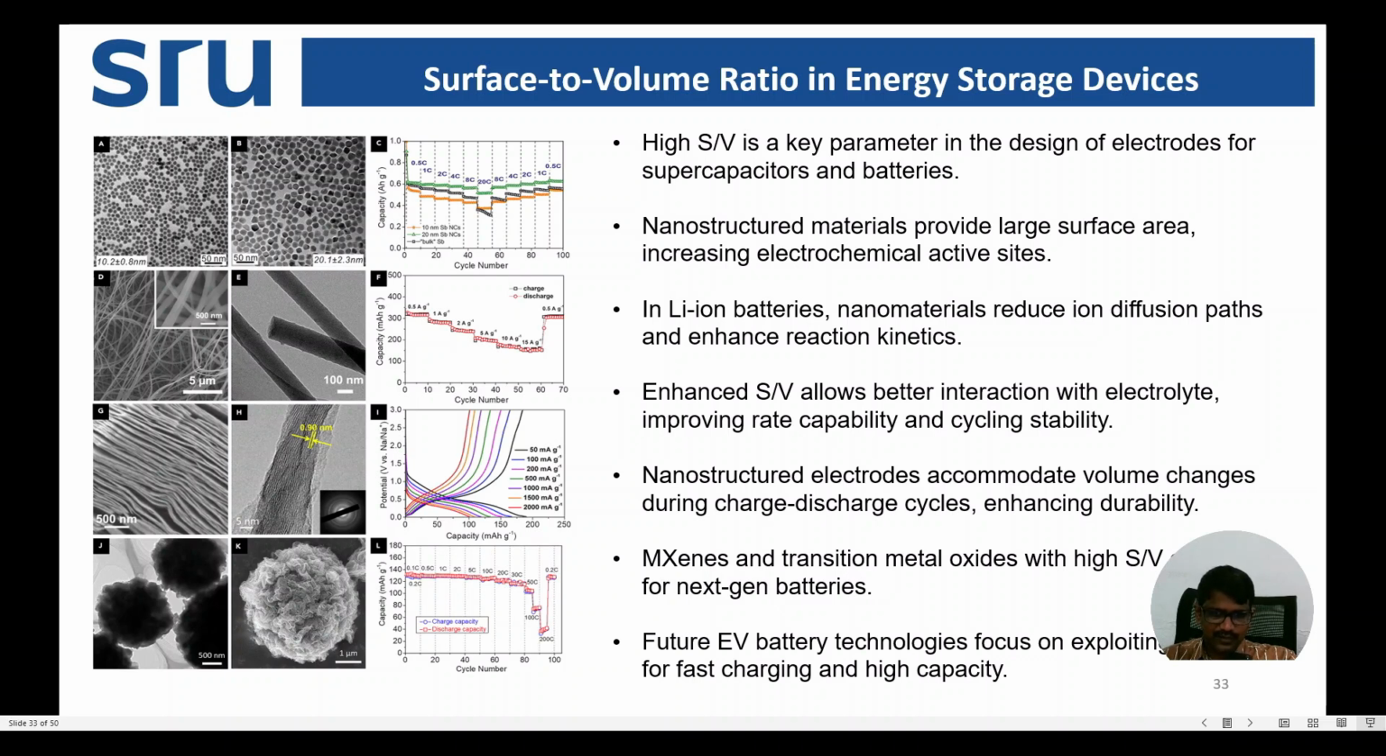Okay, the future EV battery technologies focus on exploiting high surface to volume ratio for fast charging and higher capacity. So on the whole, we need high surface to volume ratio nanomaterials for the best batteries or for the best energy storage devices. So the simple thing you need to understand is that we need nanomaterials, and that nanomaterial must have higher surface to volume ratio for better efficiency.